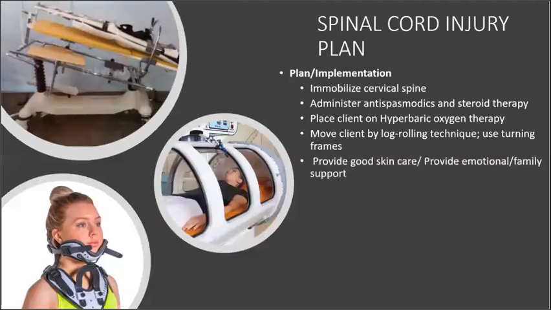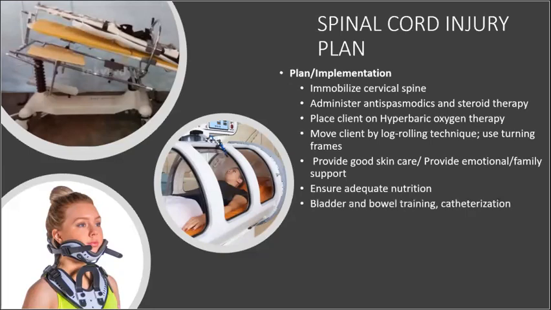We want to provide good skin care, provide emotional and family support. We also want to ensure adequate nutrition in this client. Again, bladder and bowel training is key. If we need to catheterize this patient, we'll need to carry out catheterization. We also need to prevent complications of autonomic hyperreflexia. Now, let's talk about autonomic hyperreflexia before we call it a day.